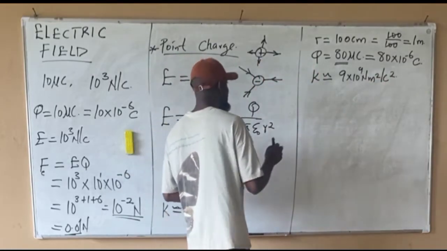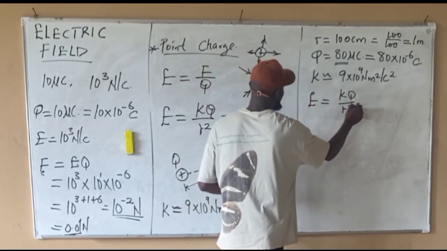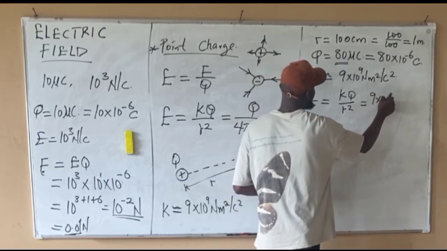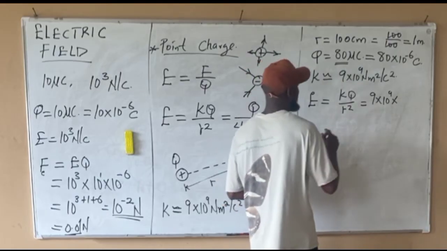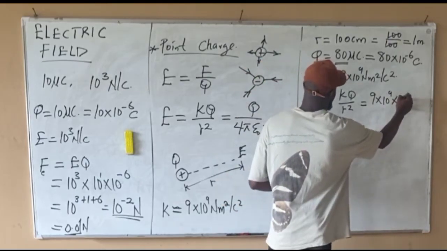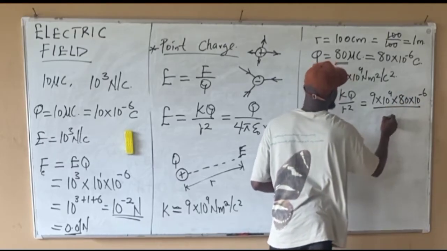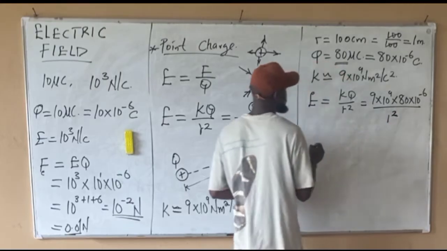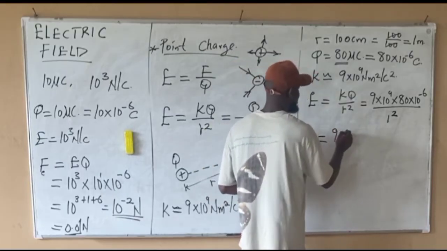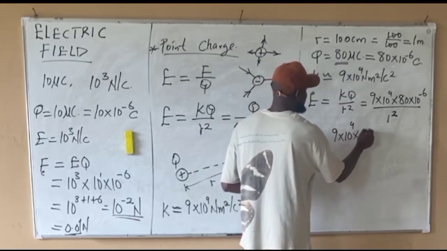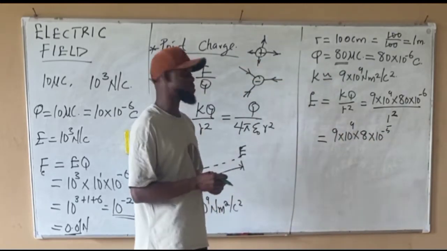Then the electric field strength at that distance will be KQ over R squared, which is 9 times 10 to the power 9 times 8 times 10 to the power minus 6 over 1 squared. So this is going to give us 9 times 10 to the power 9 times 8 times 10 to the power minus 5. 8 times 10 to the power minus 6 is 8 times 10 to the power minus 5.